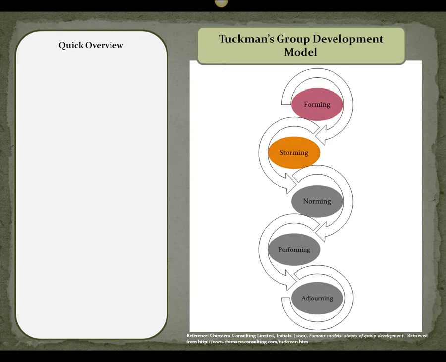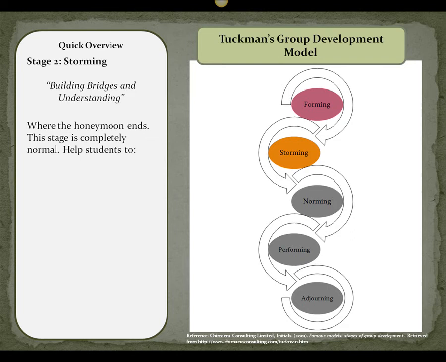The second stage in Tuckman is called storming. Tuckman says this is a time of building bridges and understanding. In reality, this is a very difficult stage to get through, and this is where you'll see most of your roommate conflicts. It's where the honeymoon ends. It's where students who have been being polite up until this point start getting real, and they start sharing the problems they have with each other and the things they don't like about each other.